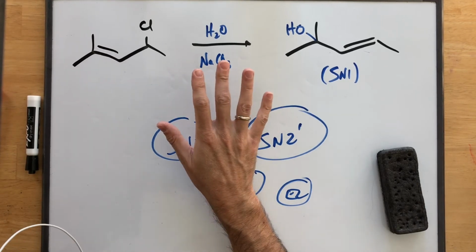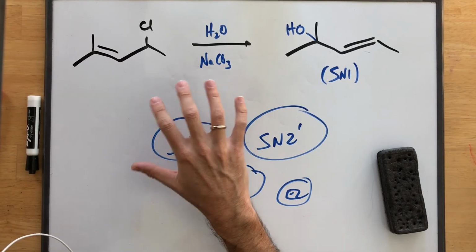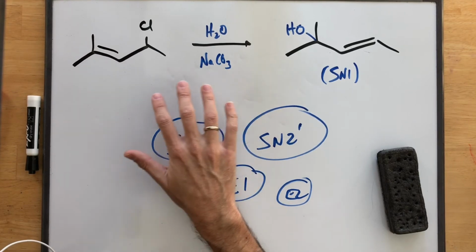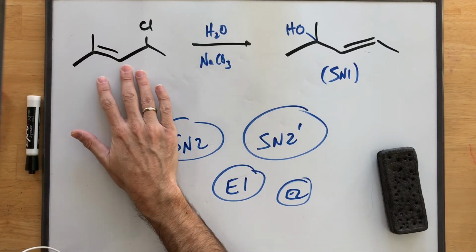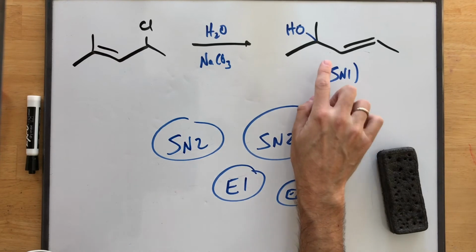This actually sparked a discussion much more than I thought it was going to, so it worked out to be a great question. But overall, it's an allylic chloride, and you get an SN1 mechanism, and you wind up getting it here.